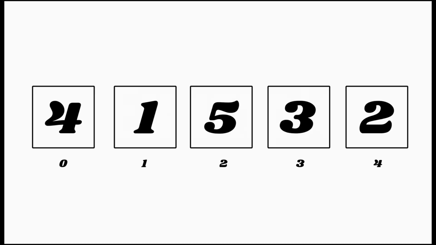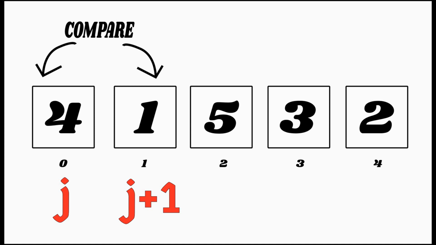For a better understanding, let's look at an example. Here we have an array of 5 elements with indexes 0 to 4. We also have a variable named j. J is used for comparing purposes. At the first iteration, the variable j is placed at index 0. Hence we can consider that the element at index 1 is j plus 1. Now we compare j and j plus 1.